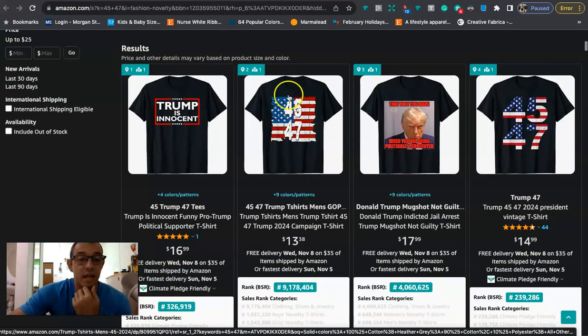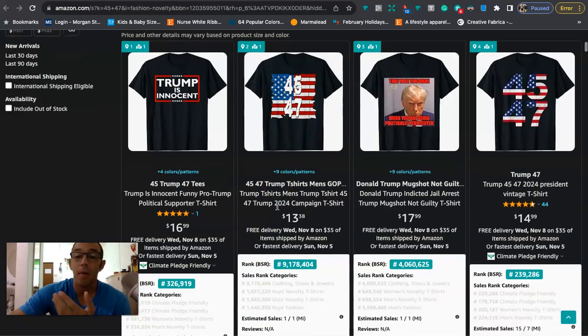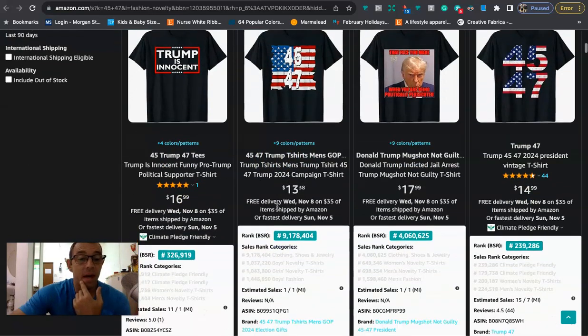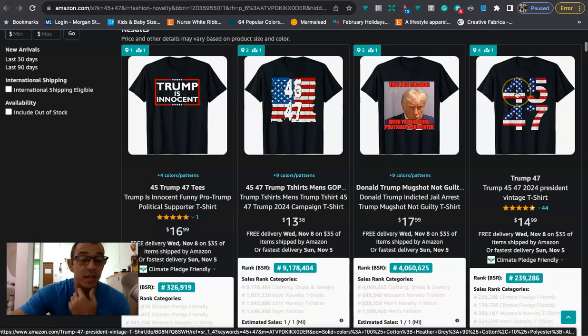You can just do a design like this and just use the words 45, 47, and maybe put the word president after. Again, I would just keep it very simple. Avoid using the word Trump, MAGA, things like that. And we can see this one, 45, 47. Now the way they did this is just with a clipping mask on Photoshop. It's actually pretty easy to do. Once you've learned it, you can just watch a Photoshop tutorial. That's how I learned. And you can put the flag behind it like this.